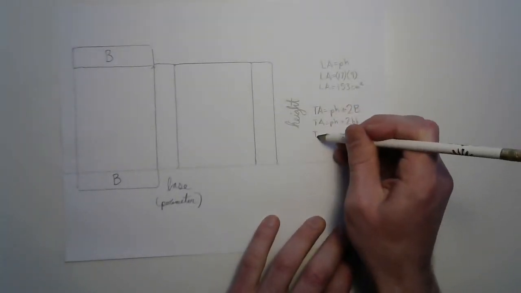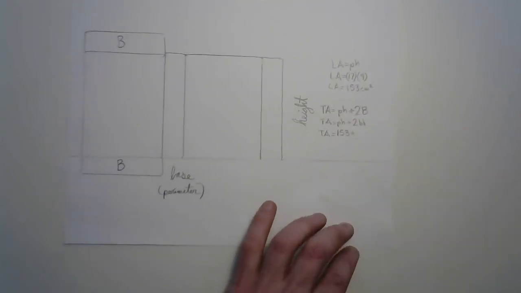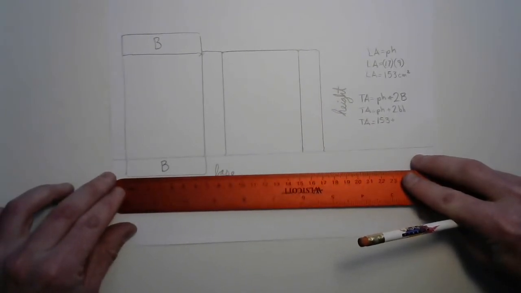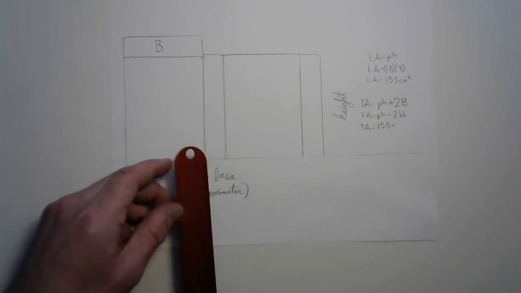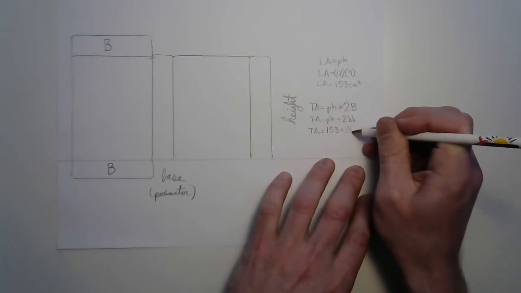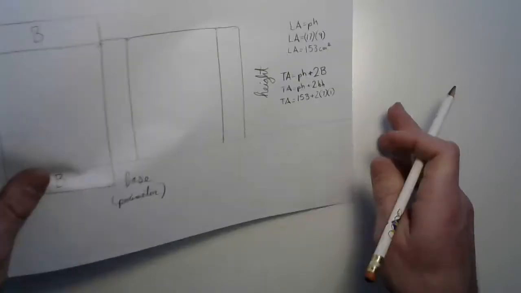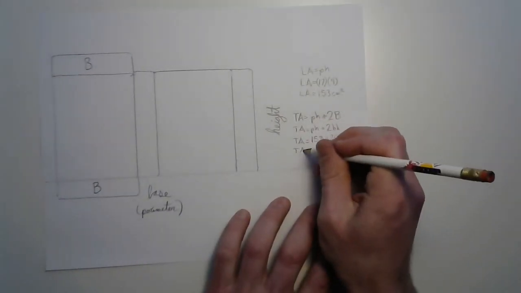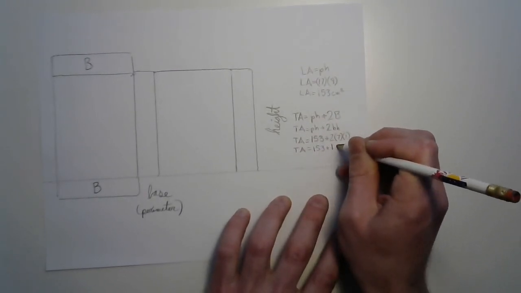Well, we already know our lateral area. We solved that already. So we can put that 153 here. Let's find out the area of one of these bases. 7 centimeter base of that base and a 1 centimeter height. That's pretty awesome. So 2 times 7 times 1. I bet you know what 2 times 7 times 1 is. Yes, 14. We have 153 plus 14.